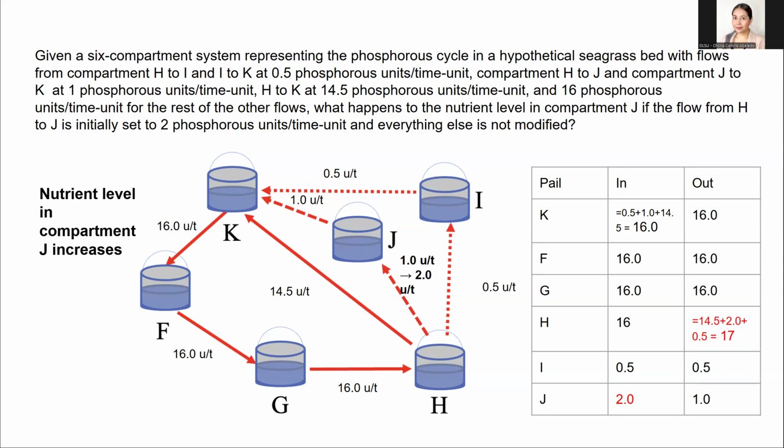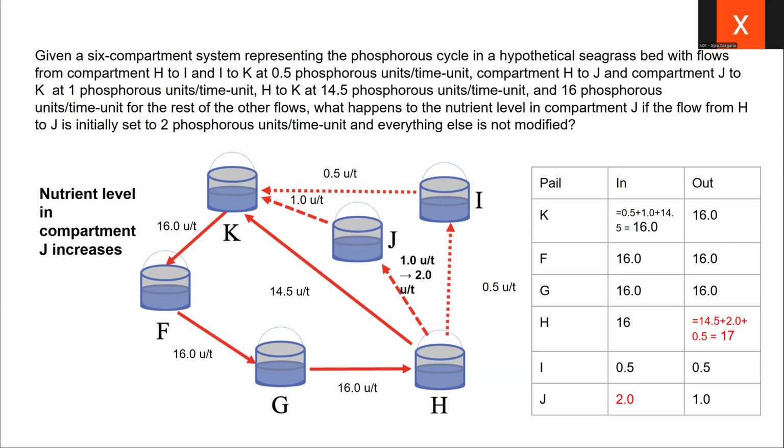Come on, think about it. If H loses all of its savings, it's receiving 16 from G. What will happen to the savings of J that went up? Will it stay up or will it go down? Zaira, go ahead.